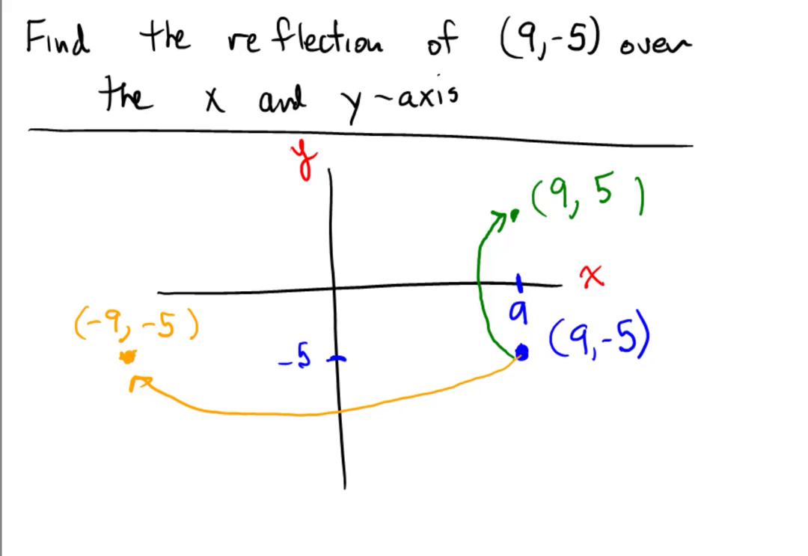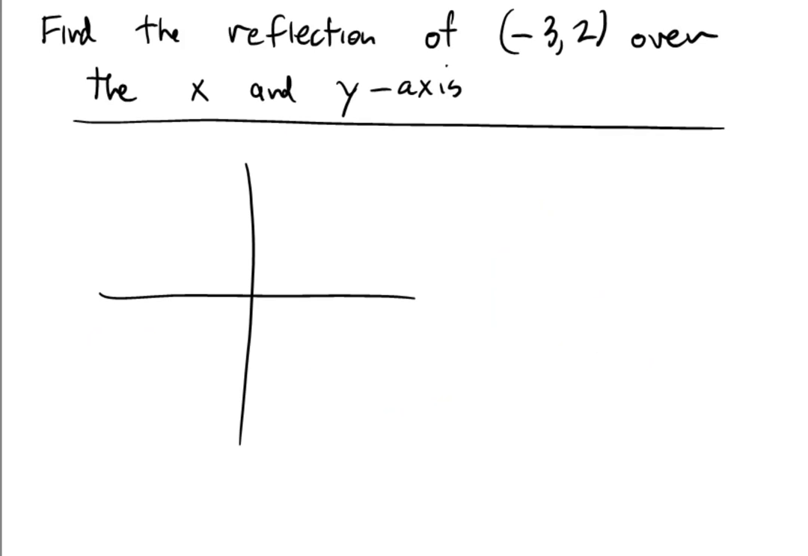negative 5. So in short, when you reflect over the x-axis, you keep the x the same and you take the opposite of the y. And when you reflect over the y-axis, you keep the y the same and you take the opposite of your x. So why don't you pause the video and try this problem on your own.